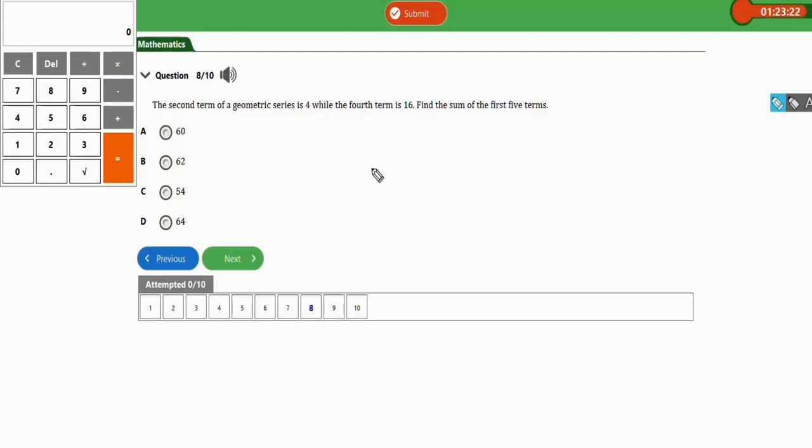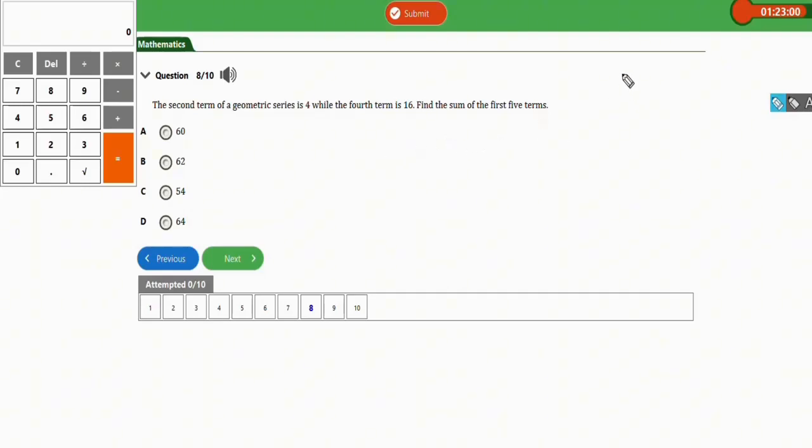So in this question, this geometric series, geometric progression, we have the second term of a geometric series, while the fourth term is given. So in this question, we don't have the first term and we also don't have the common ratio. So let's find the common ratio and see whether it is greater than 1 or less than 1.